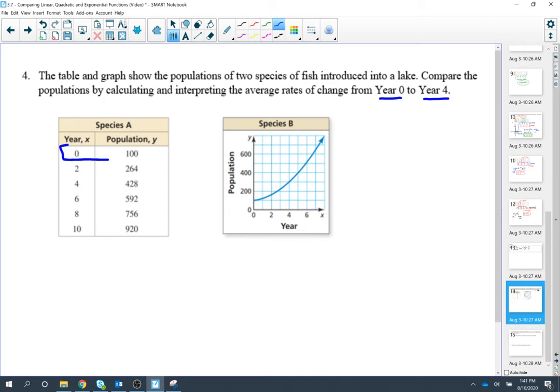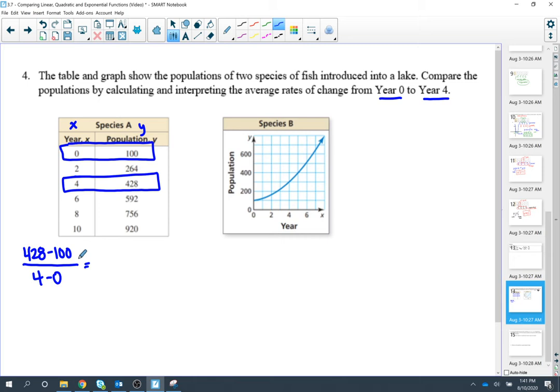I'm going to find year 0. I'm going to find year 4. And I'm going to find my average rate of change. So we're going to take the change in y, which is over here, over the change in x, which is over there. So 428 minus 100 over 4 minus 0. So 428 minus 100 is 328 over 4. I'm going to grab my calculator. So 328 divided by 4 is 82.